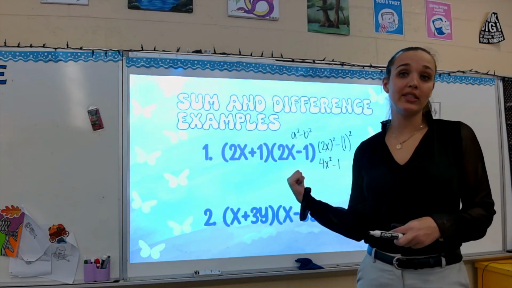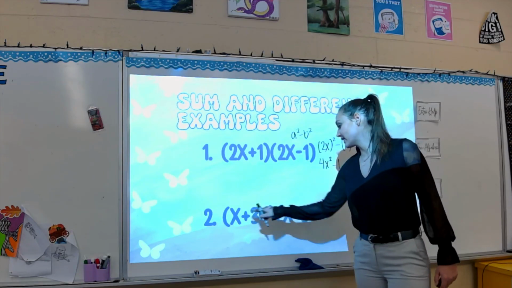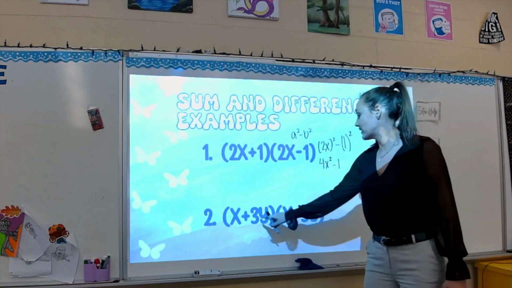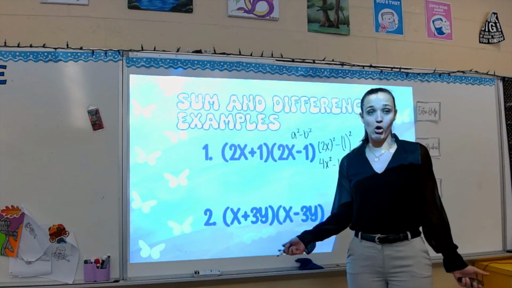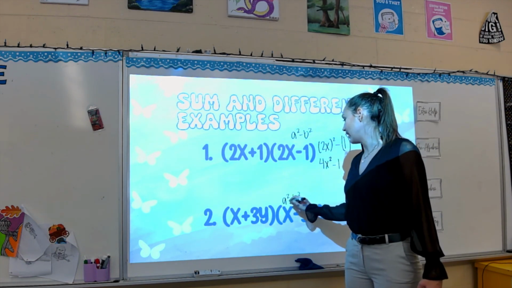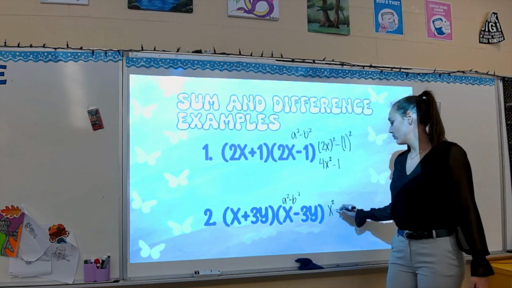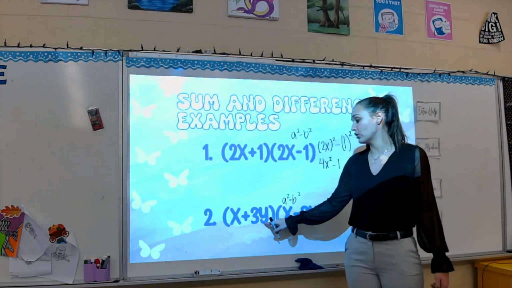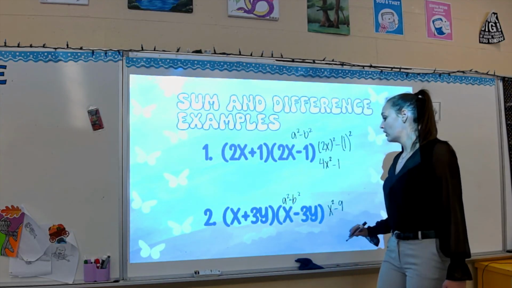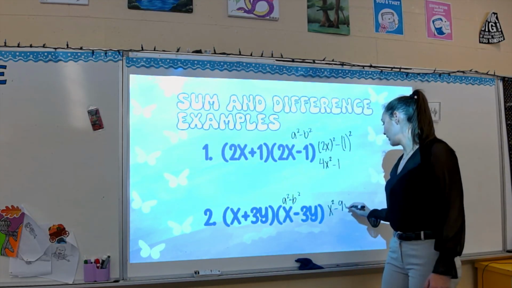Let's take a look at this other problem here on the board. So I have this problem here. I'm going to look, x and x, they're the same. 3y and 3y, they are the same. One has a plus, one has a minus. Beautiful. So I'm going to use my a squared minus b squared formula. I square the first one. I get x squared. I do my minus. I square the second term. I do 3 to the second power, which is 9. I do y, and I multiply its exponents, which is y squared.